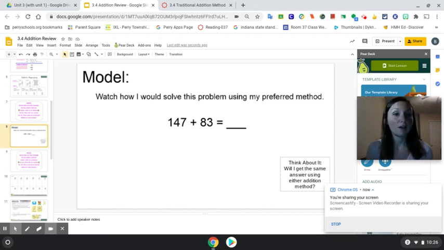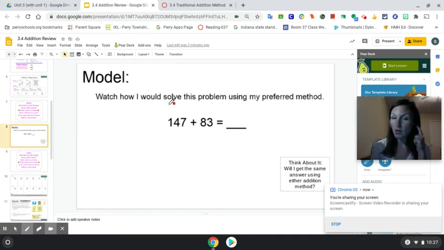Boys and girls, all right, for today's lesson, we are picking the method that makes the most sense to you. So I have chosen to use a traditional method. Now you can choose traditional or partial sums. But you can even try both if you want to check, and then maybe after you tried one, you realize, ooh, this other one really makes more sense to me. So I've already decided traditional, so I'm going to go ahead and start.